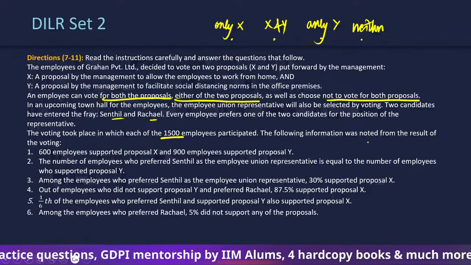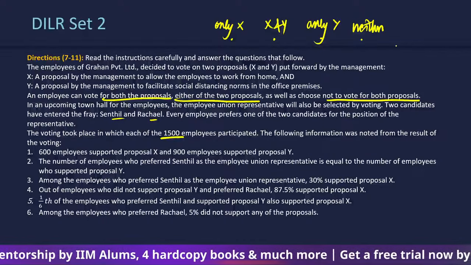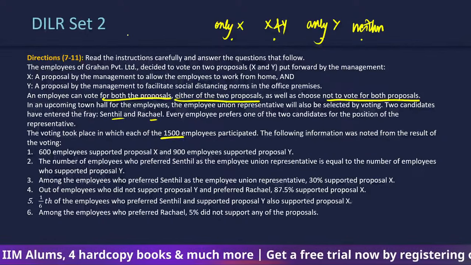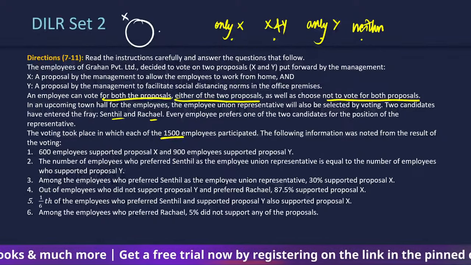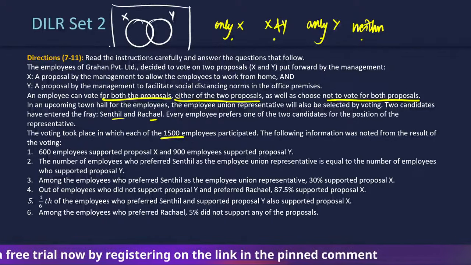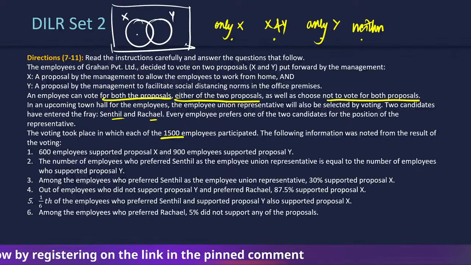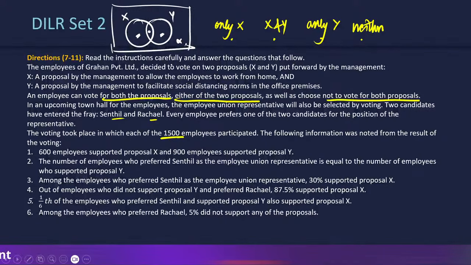So if you read this, it looks like a set theory problem. But in set theory logic, how are we going to denote it? That's important. So if I say this is proposal X voters, proposal Y voters, and this is my overall set. So these are the people who voted for only proposal X. These are the people who voted for only proposal Y. These are the people who voted for both. And these are the people who voted for neither.